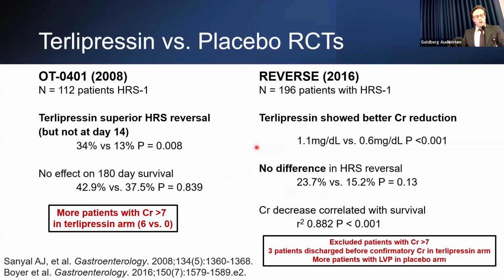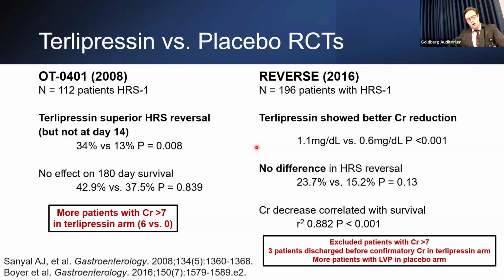So looking into this, starting with terlipressin. These are the two original randomized clinical controlled trials looking at terlipressin in the United States. As some of you may be aware, terlipressin has been widely available in Europe for some time. These were terlipressin versus placebo, which is unfortunate, but we have it versus other therapies coming. And in 020401, wonderful, catchy name, and in the reverse trial, they looked at terlipressin in patients with what was called HRS type 1 at the time.